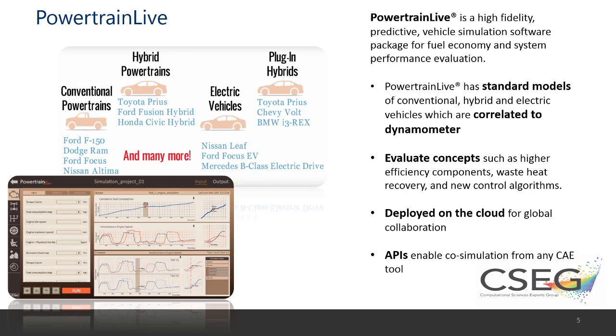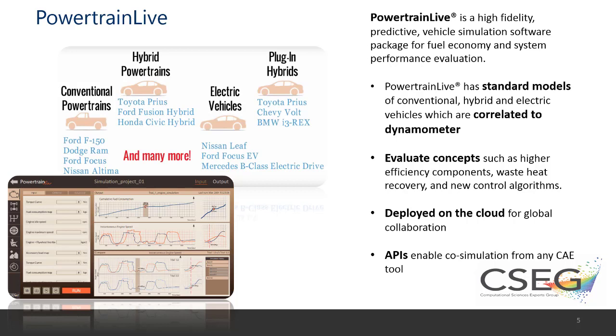The second thing to note on PowertrainLive is that it's actually deployed on the cloud, which means that there's no software to install, no IT departments to deal with. Anyone with an internet connection and a browser can access the software fully. The entire software is developed in Java and can be accessed through the browser. This means that global teams and teams in different locations can log in at the same time and work on the same models and share the design iterations among different offices.